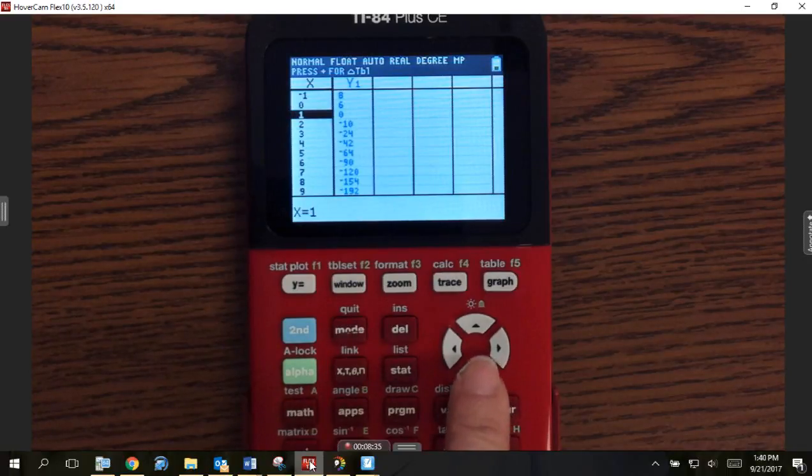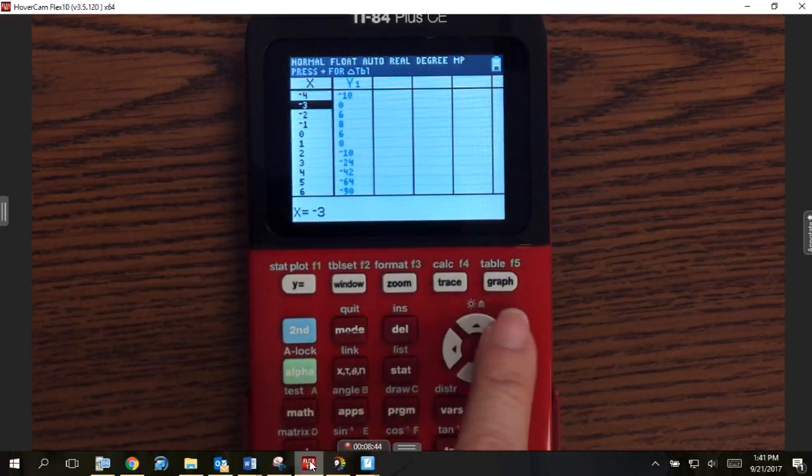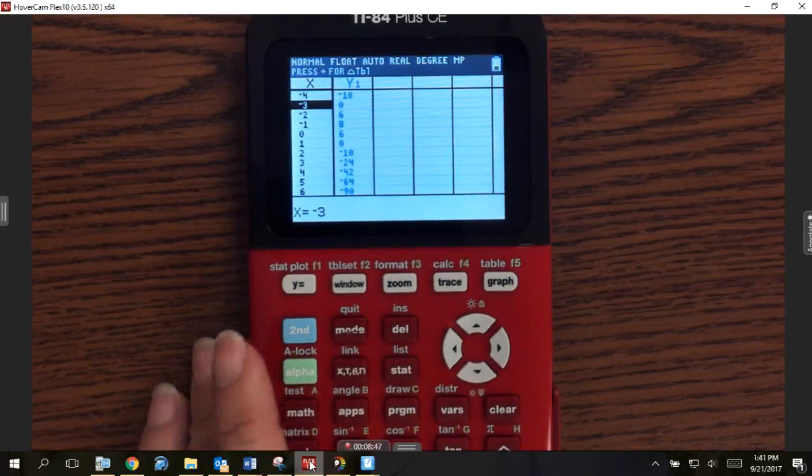Like my x-intercept was at 1, 0. My y-intercept was at 0, 6. My other x-intercept was at -3, 0. So you can check the ordered pairs there too.